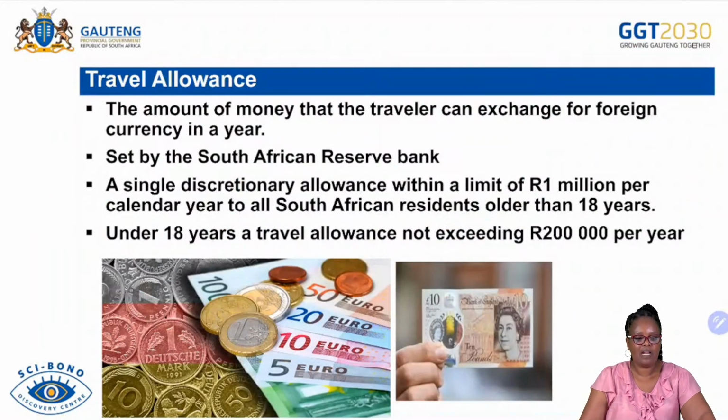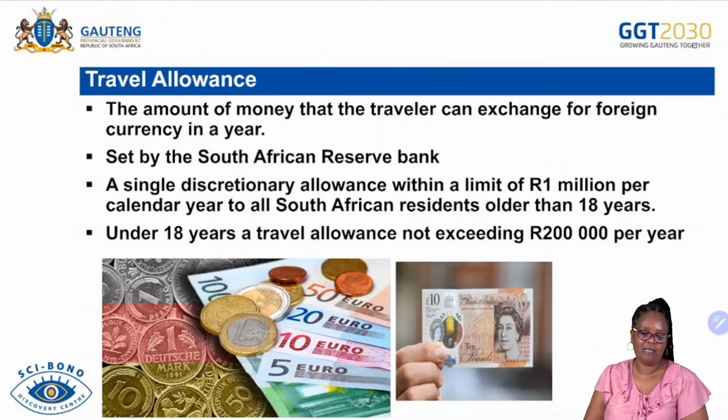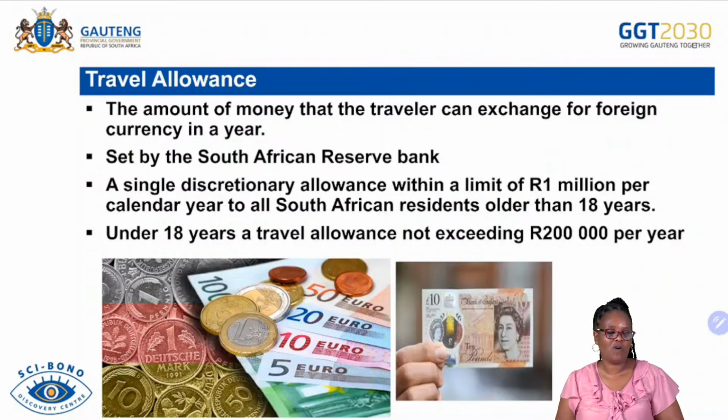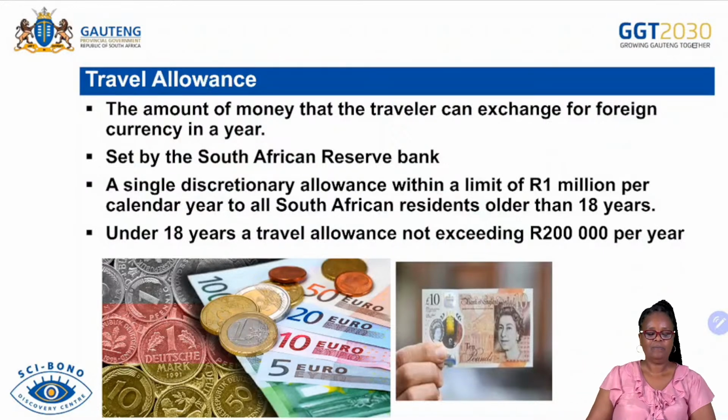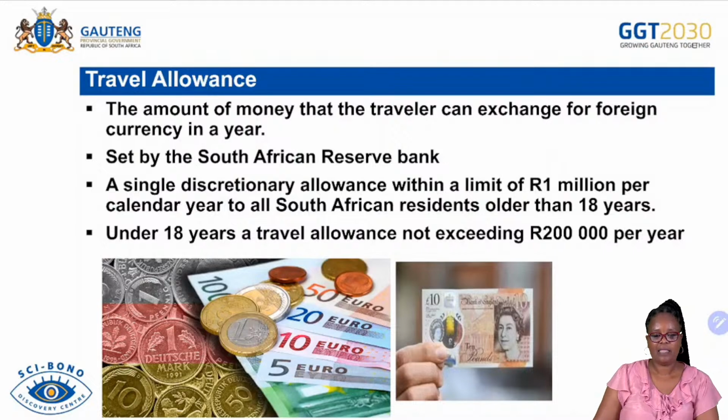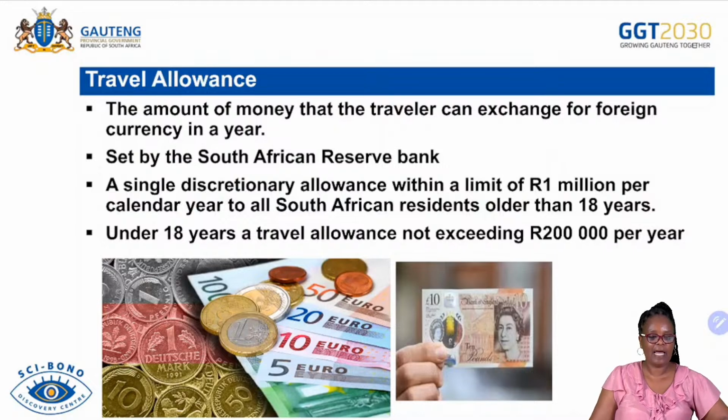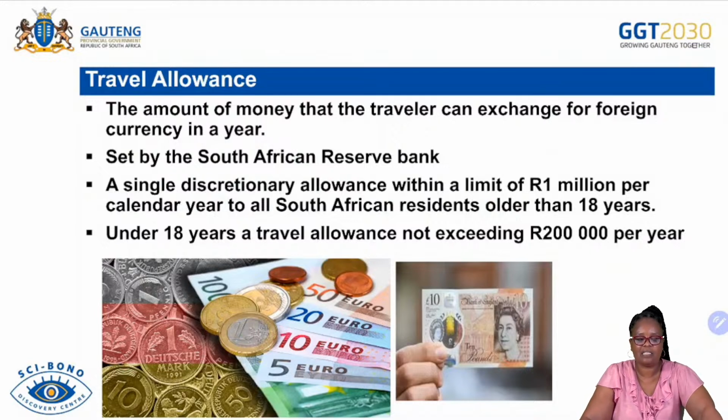I want us to look at travel allowance. The concept here is travel allowance. By travel allowance, we talk about the amount of money that the traveler can exchange for foreign currency in a year. This is being determined or set by the South African Reserve Bank.